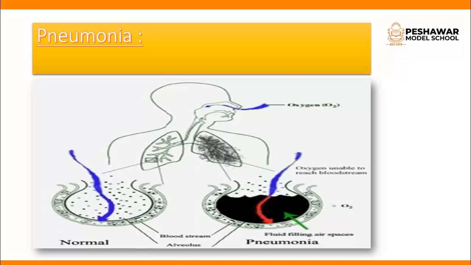Now dear students, we have the next respiratory disorder, which is called pneumonia. With the help of the diagram, you can again see a normal alveoli and the alveoli of the patient who is suffering from pneumonia. Here it is labeled fluid filling air spaces. Air spaces are actually the alveoli, and this fluid is the pus which is present in the alveoli of a pneumonia patient. On the other side we have normal alveoli. So pneumonia again is a respiratory disorder of the alveoli.